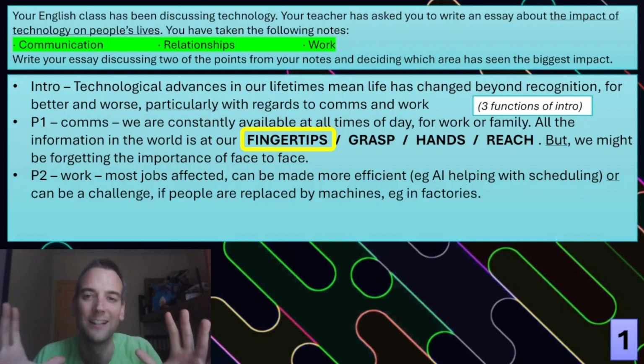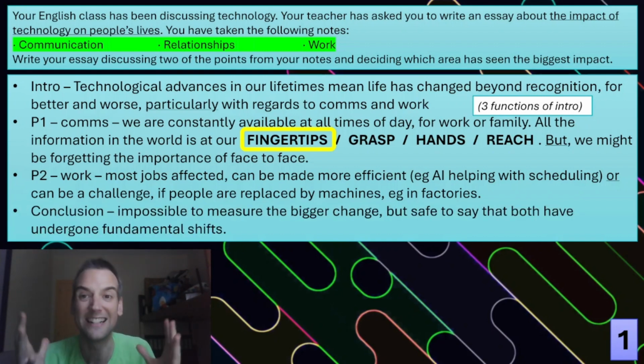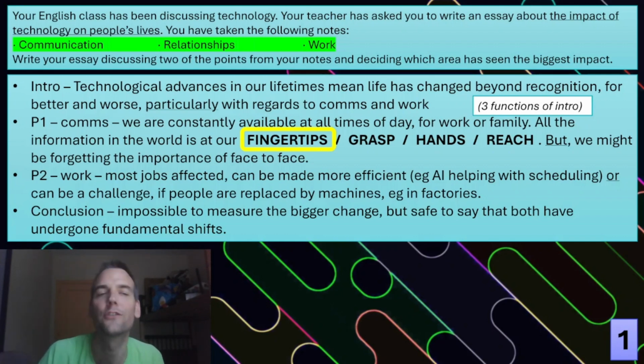So this is almost done. Our conclusion now, as we said, we need to answer the question. So a good conclusion, we should quickly recap what we've said and then try and say something interesting to leave it on a nice note as well. So to recap, it's impossible to measure the bigger change because you can't really compare these two things, can you? But I'm still saying which is bigger. Don't forget to say that, even if then you don't actually say one is bigger than the other. At least address the question.